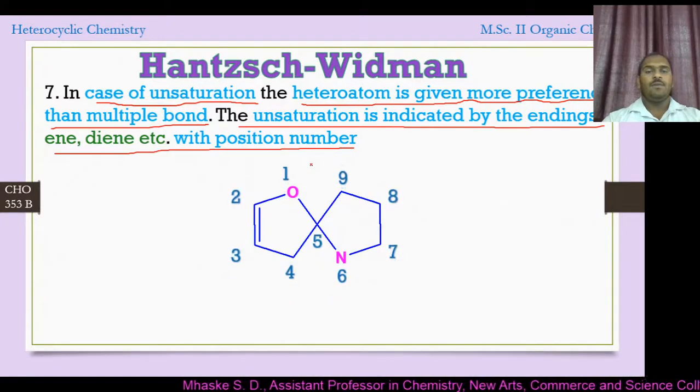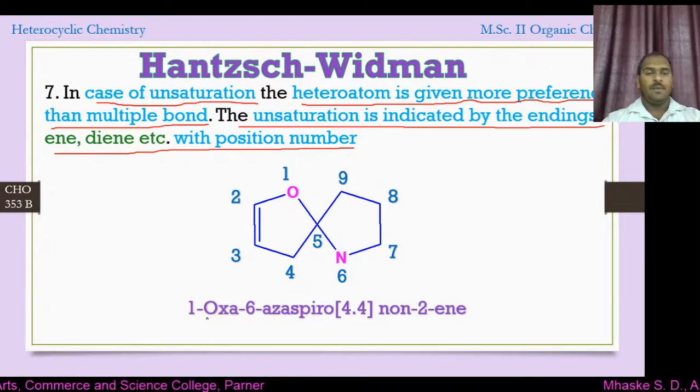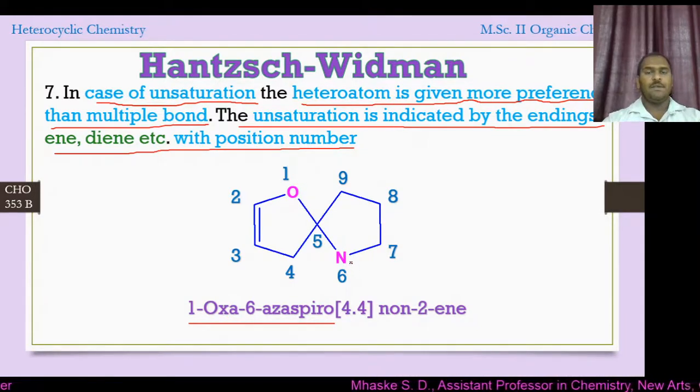Oxygen first, second to this carbon, third to this carbon, 4, 5, 6 to the nitrogen, 7, 8 and 9. So that numbering we are giving. So what will be the name? 1-oxa, right? 6-aza spiro. Why does oxygen appear at the first position and nitrogen at the 6th position? Therefore 1-oxa-6-aza spiro in square bracket 4.4. Okay, that will appear as 4.4 square bracket complete.